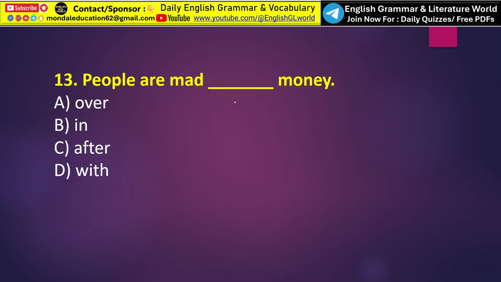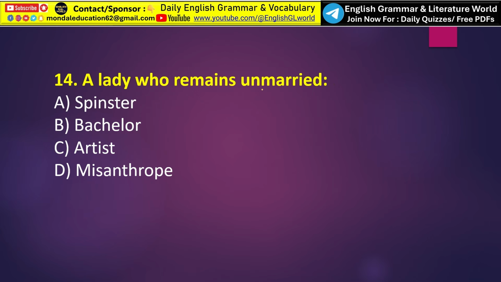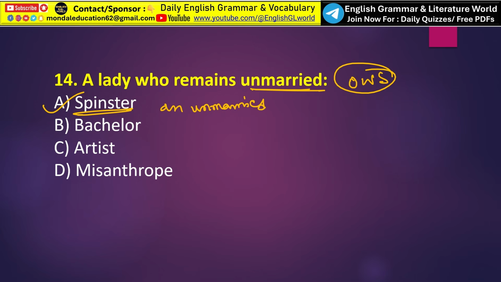Next, people are mad dash money. So here the correct answer is option C. After, people are mad after money. Okay, next, a lady who remains unmarried. So this is a one word substitution. Okay, so that is option A, spinster. A spinster is an unmarried woman, especially one who is older than the usual age for marriage.